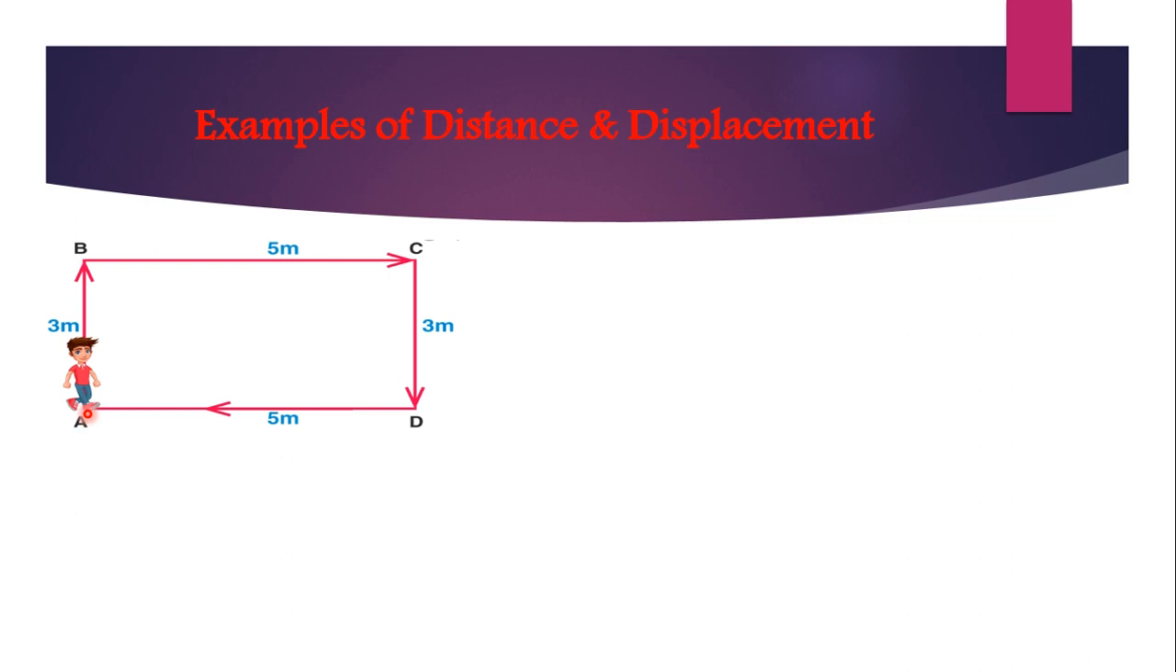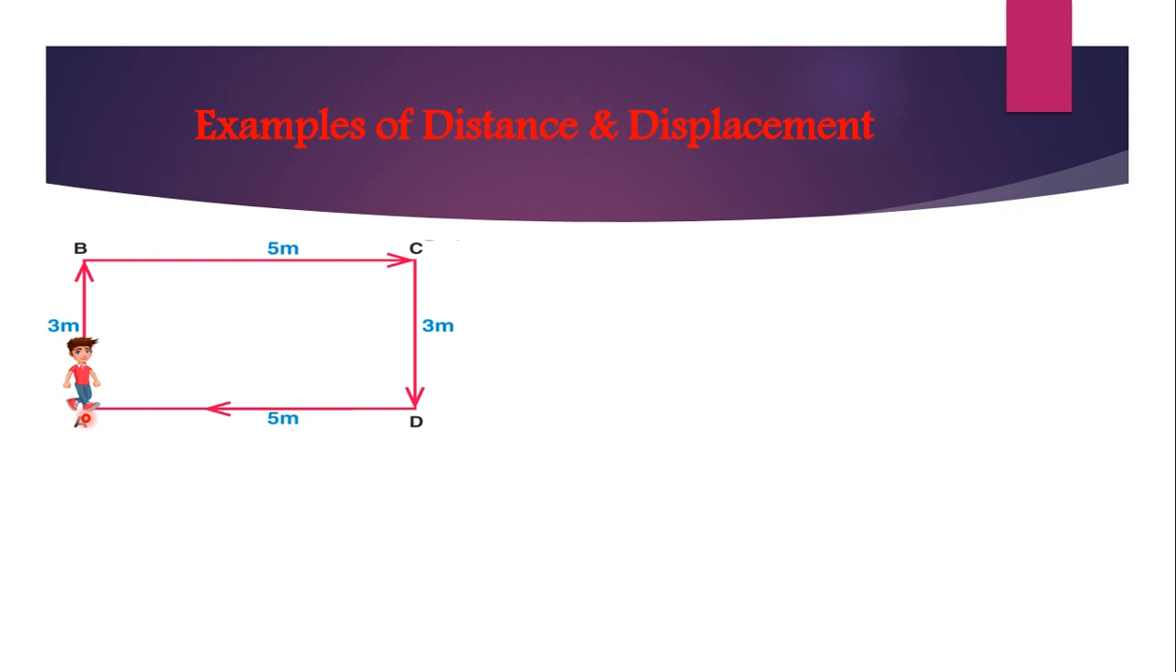When we have to calculate distance, we will add the entire path length that he has traveled. So the distance covered by this boy, starting from position A and then coming back to position A, will be 3 meter, 3 meter, 5 meter, 3 meter and 5 meter. So the total distance covered by this boy will be 16 meter. When the boy travels from position A and then comes back to position A, the total distance covered is 16 meter.